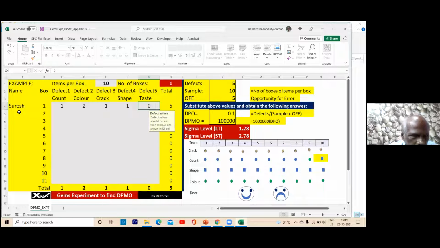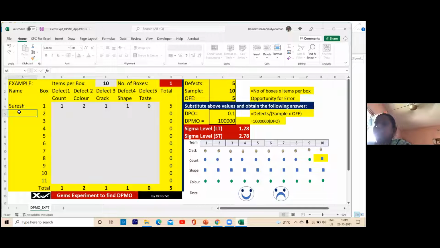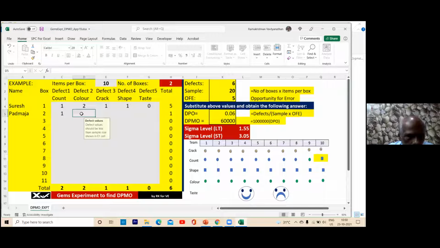Now, second person, can you tell me the values? Padmaja, please tell me. Sir, number of gems is 11. So again, one defect. Count. Sir, color, how to tell the defect? If color is very good, attractive, it is okay. If it is faded, you say it is defective. They can have different colors, but the color should be properly colored. 0, sir. No color defect.